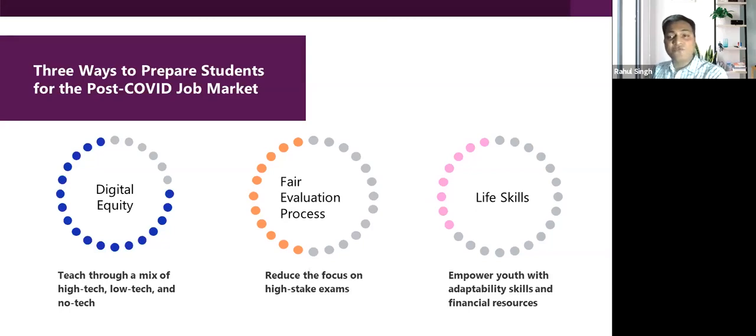The second one is fair evaluation process. There are education systems, education standards, which lay a lot of emphasis on exams. I mean, if you don't get good grades in the exams, that's the fundamental judgment point in terms of how they judge your capabilities or abilities. And the third one is life skills. So what we need to do is empower youth with adaptability skills and financial resources.